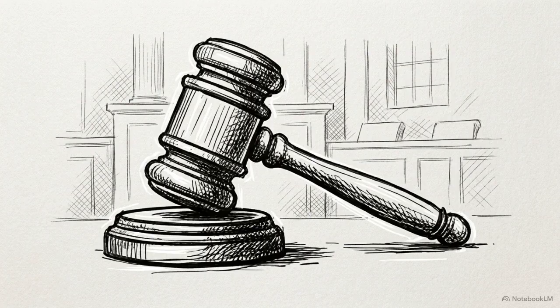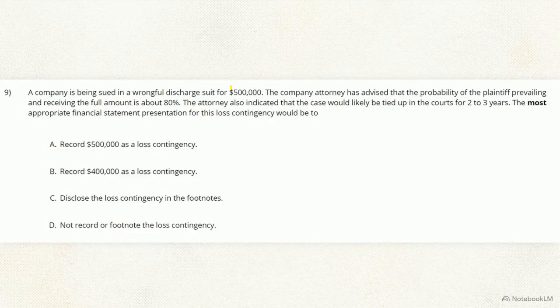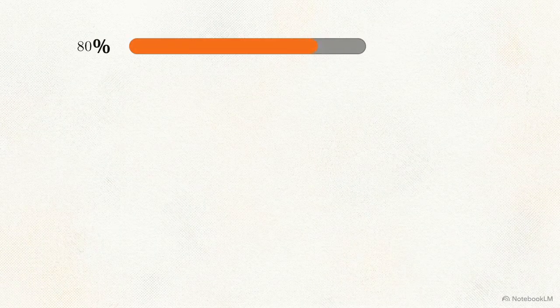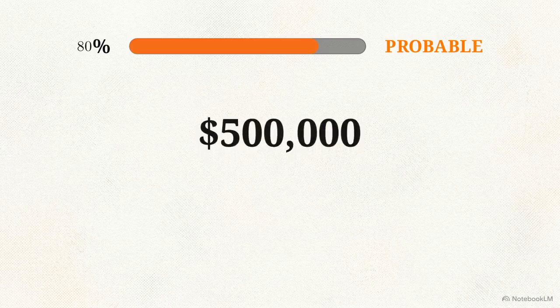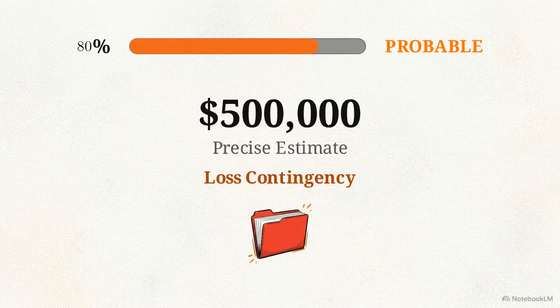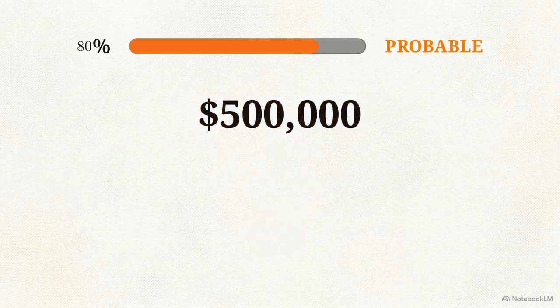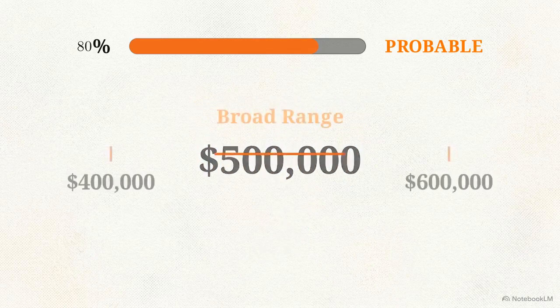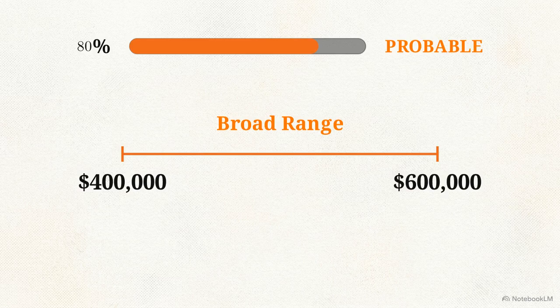We can see this in practice through a straightforward probable and estimable loss scenario. In this wrongful discharge suit, the company faces a $500,000 claim. The attorney advises that there is an 80% probability that the plaintiff will prevail and receive the full amount. Because an 80% chance is considered probable and the $500,000 is a precise estimate, the full amount is recorded as a loss contingency. Calculations are simple when there is a single number, but GAAP also provides rules for when a probable loss exists as a broad range.